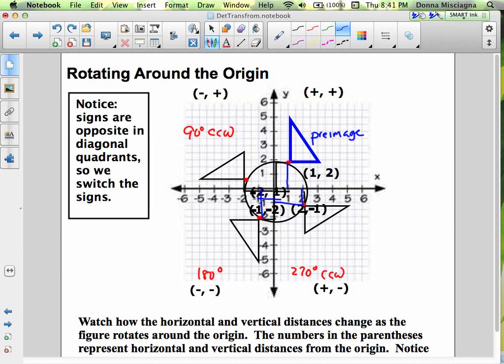Okay? Right, so watch how the horizontal and vertical distances change as the figure rotates around the origin. The numbers in the parentheses represent horizontal and vertical distances from the origin.